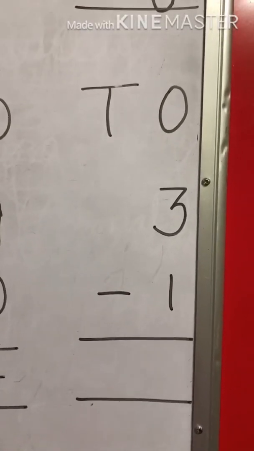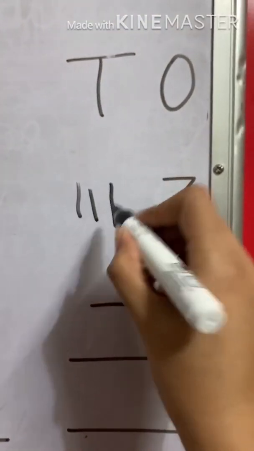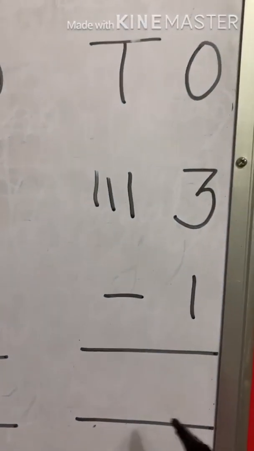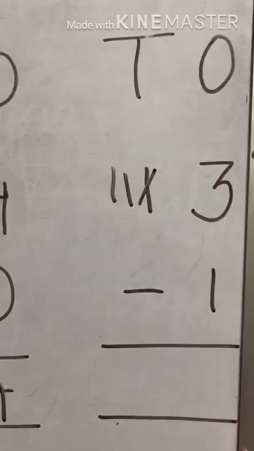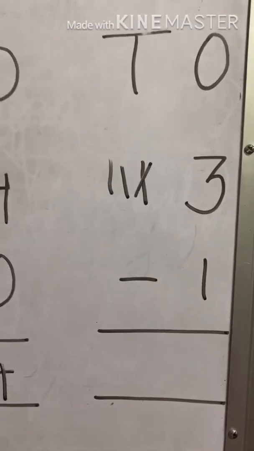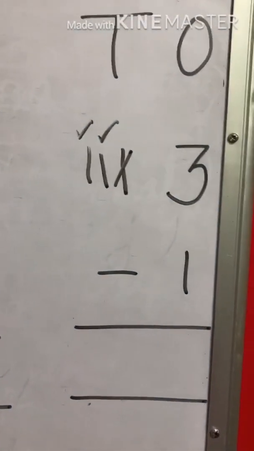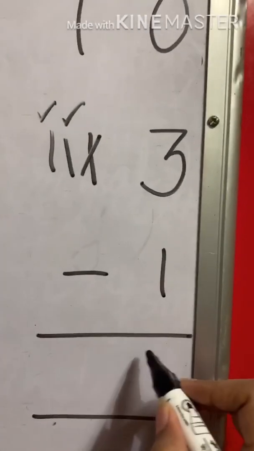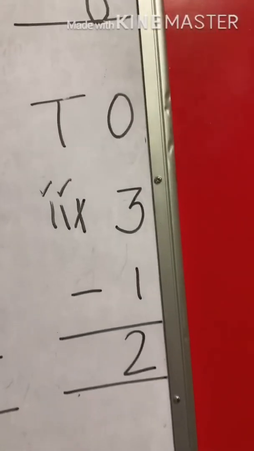Here I have written the number 3 at the top. So I will draw 3 vertical lines for it. And how many will I cross? It's 1. So I will cross 1 line. Now how many lines are left? Let's count. 1 and 2. How many lines left? 2. So my answer will be 2.